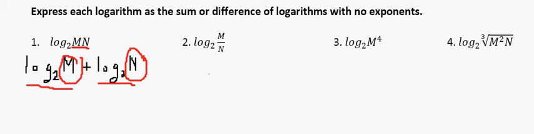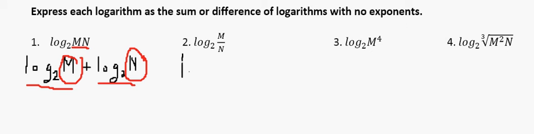Let's go ahead and take a look at the second one now. We have the log base 2 of m divided by n. Okay, think about it for a minute. Just like exponents, when we have exponentials and we're dividing them with the same base, we go ahead and subtract the exponents.